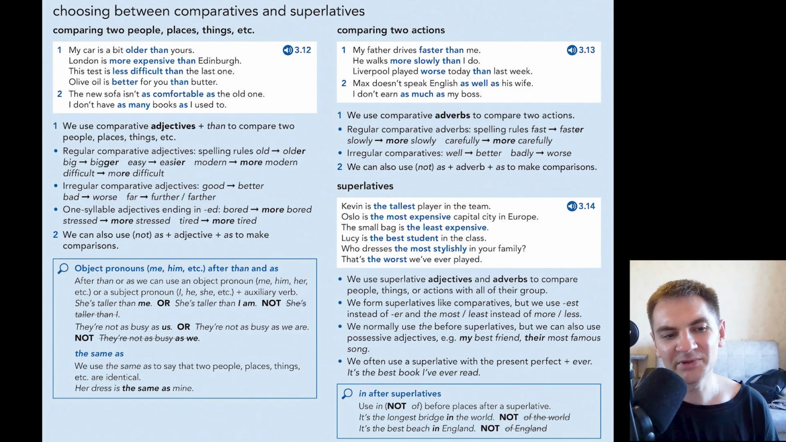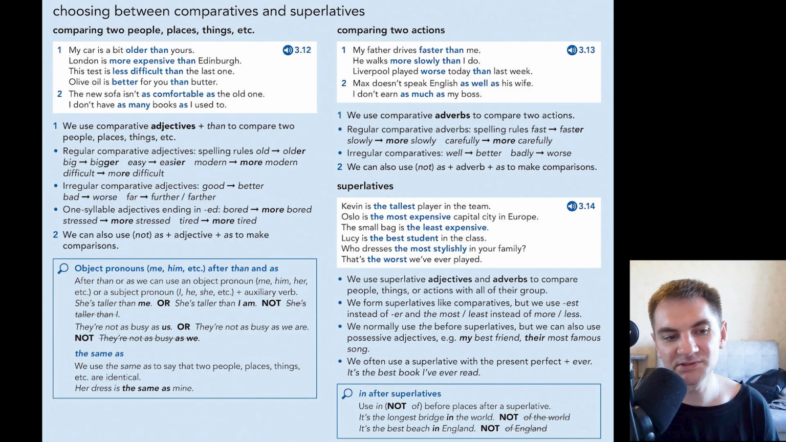And we have some irregular adjectives. Some words change completely. Good, better; bad, worse; and far, further or farther. Actually, you can use both options here. So they are irregular ones. You have to learn them by heart.